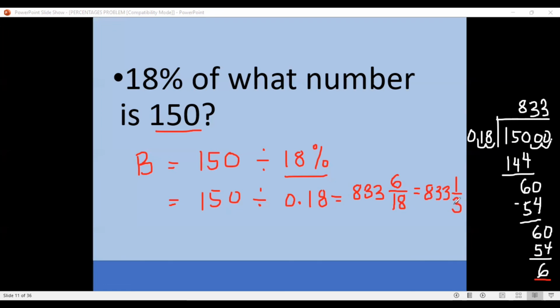So this is a scenario wherein the answer that you obtain is a mixed number. So do not expect to get a whole number all the time. There is a possibility to have an answer which is a decimal or a fraction. So for this, the answer that you have is 833 and 1/3. Again, you remember that part where you have to divide the percentage by the rate in order for you to find the base.